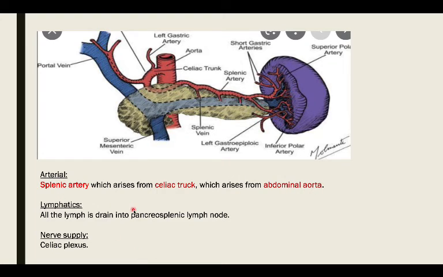Lymphatics are never that important. It's the pancreaticosplenic lymph nodes, not that important. Nerve supply is the celiac plexus.